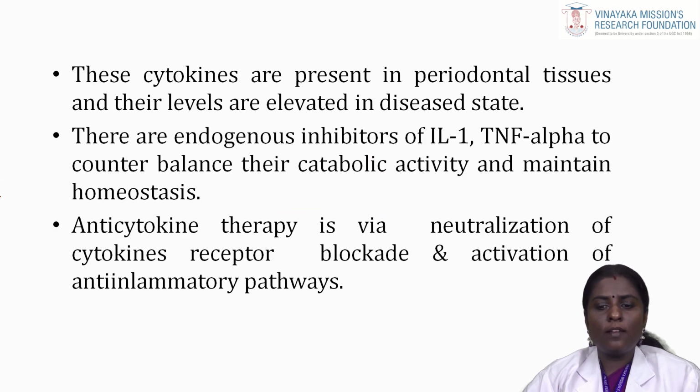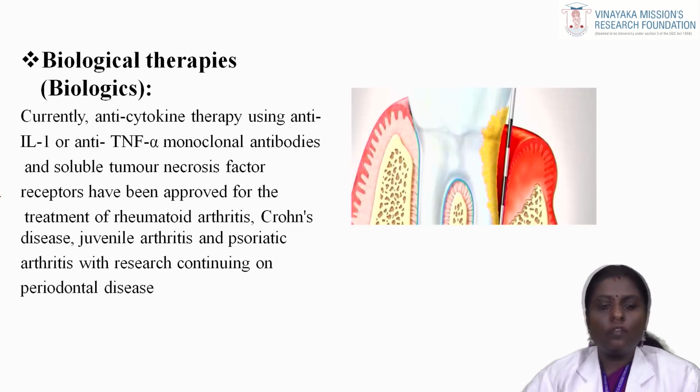These cytokines are present in periodontal tissues and their levels are elevated in disease state. That is, the pro-inflammatory cytokines PGE2, TNF alpha are present in the periodontal tissues in a normal subclinical form, but their levels are increased in disease state. There are endogenous inhibitors of IL-1, TNF alpha to counterbalance their catabolic activity and maintain homeostasis. That is what we saw previously as TIMPs and alpha macroglobulin. The anti-cytokine therapy works via neutralization, cytokine receptor blockade and activation of these anti-inflammatory pathways. So, these are the biological therapies that have been tried now.